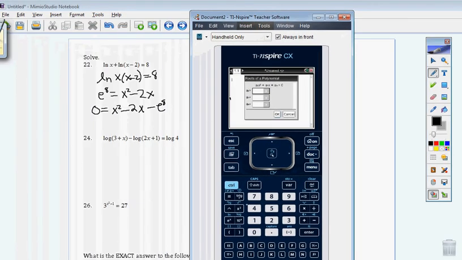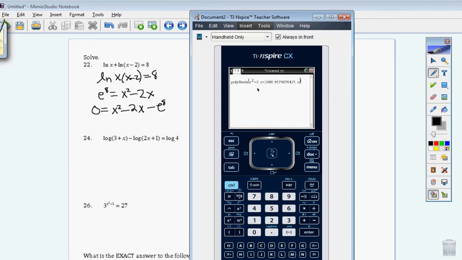All right, so my a value in standard form is 1. Then I have negative 2. And then I'm going to type in negative e raised to the 8th power. I'm going to close off my parenthesis, and I'm going to hit OK. They're saying, do you want to solve this? I sure do. So I hit enter. Boom. And then I got 2 answers.